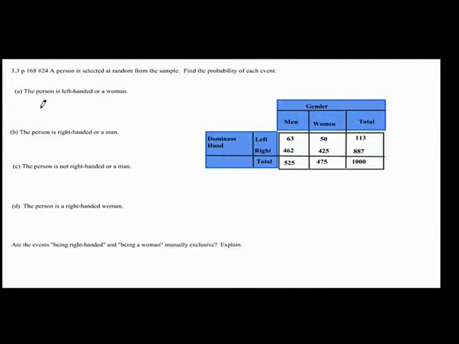The person is left-handed or a woman. So left-handed or a woman, "or" means that we're always going to add. So a person that's left-handed are these people, or a woman, so we also include her. So it's just going to be 63 plus 50 plus 425. When we add those together, we end up with 538. And the total here is 1,000. There's no overlap in here. So it's just 538 out of 1,000. And that's going to give us a decimal of 0.538 for part A.